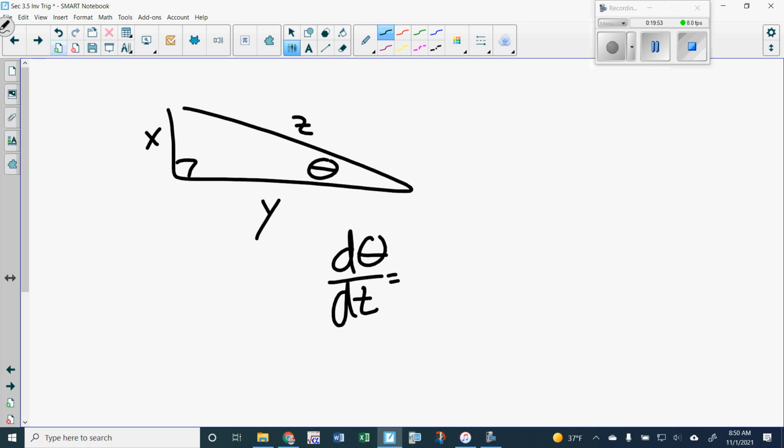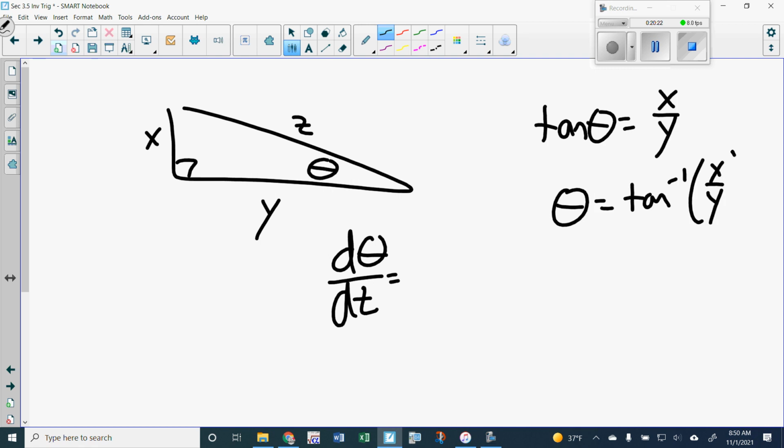We could write sine of theta. We could write tangent of theta. We could write cotangent of theta. So you have a choice. I'm going to probably pick tangent. You'll see what I mean in a second. I'm going to pick tangent because then when I solve for theta, I get inverse tangent. So I have to take the derivative of inverse tangent, and the derivative of inverse tangent is 1 over 1 plus x squared.